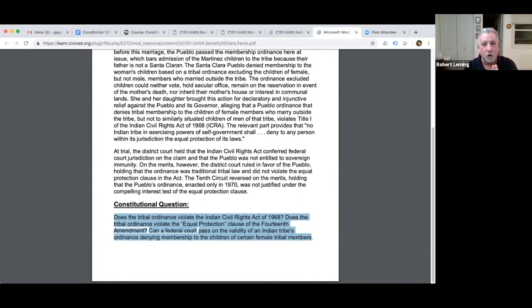So I want you in some groups here that Mark's going to put you in to act as the Supreme Court. You have to decide this case. Where are you going to go? You're going to go with Martinez, that this is a violation of her equal protection? Or are you going to go with the Pueblo Nation? We have a law. That's our law. And that should stand. And the federal government should stay out of it.